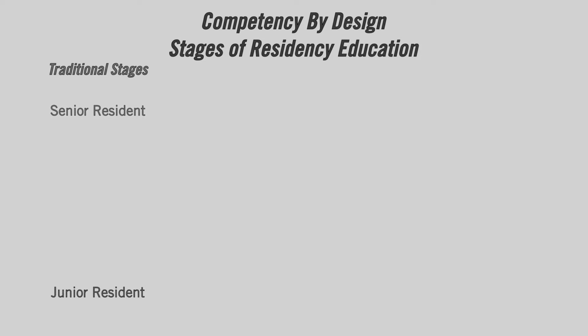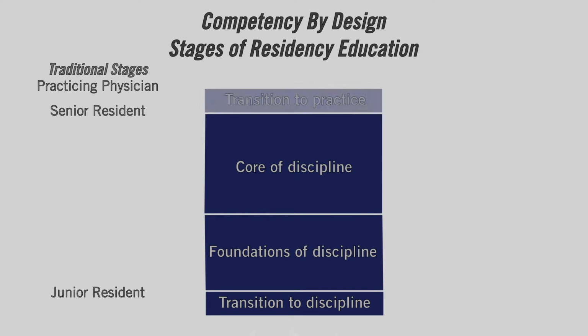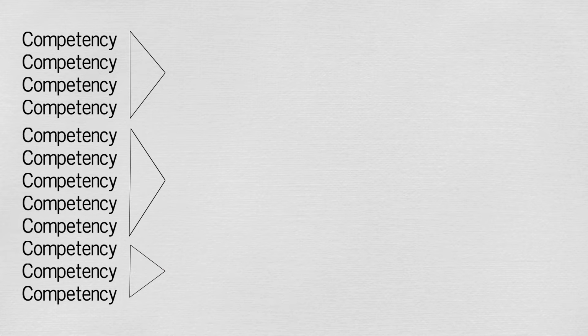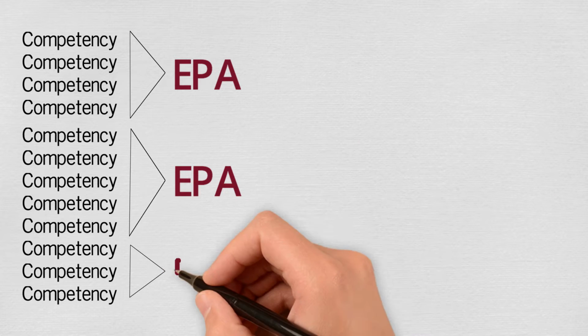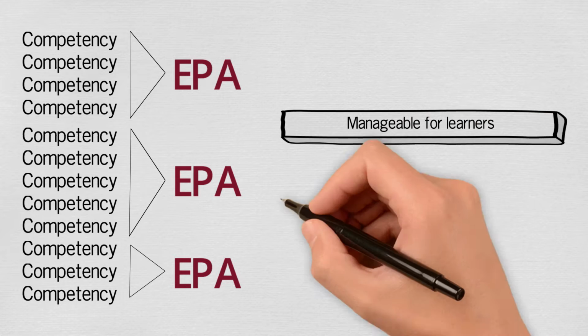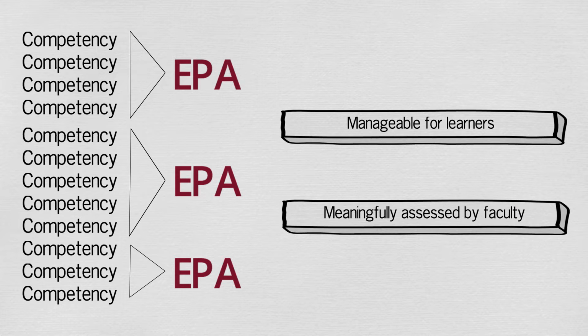Residents are to successfully achieve the required EPAs by the end of each stage of training, and faculty are to ensure that the EPAs are assessed and completed. An EPA represents the integration of a large number of competencies into a manageable number of activities for learners. This also allows for supervising faculty to meaningfully assess learners during the training program.